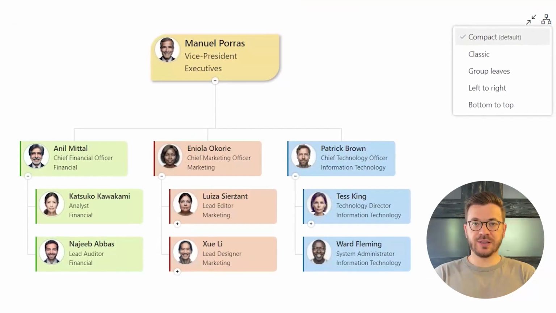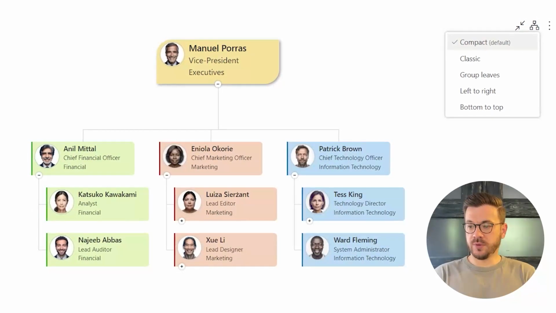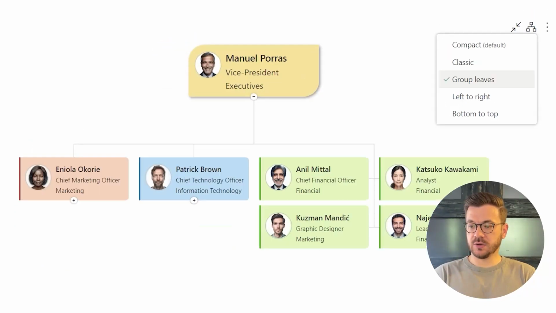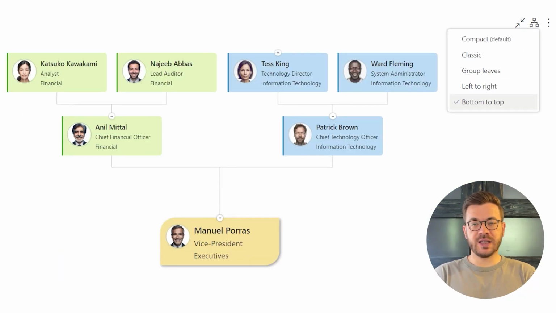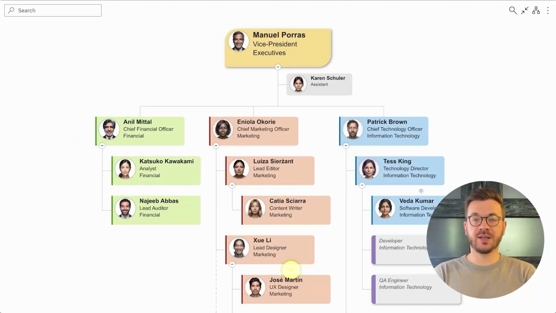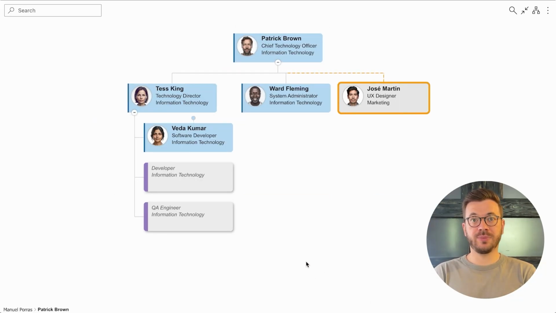Plumsail Org Chart has a few different layouts you can choose from, and those are top to bottom compact, top to bottom classic, top to bottom with grouping of leaves, left to right, and bottom to top. And in all of these layouts, dotted line managers might be shown differently. If a solid line employee has a dotted line manager, it will be displayed as a small button next to the solid line box. It allows you to quickly navigate to a dotted line manager. Please note, Plumsail Org Chart allows you to have one or more dotted line managers for an employee. Thus, an employee can have one direct or solid line manager and an unlimited number of dotted line managers.